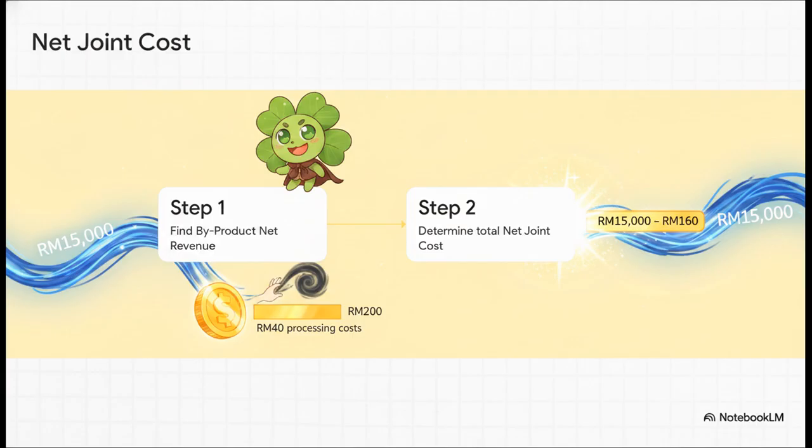Grab your calculators. Step 1 is to find Lucky's net revenue. We take the sales value, let's say it's RM200, and we subtract any additional processing costs specifically for Lucky, which is say RM40. That gives us a net revenue of RM160. Step 2 is where the magic happens. We take the huge total joint cost of the whole factory, let's call it RM15,000, and we subtract Lucky's net revenue right out of it.